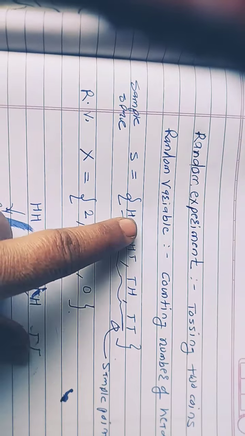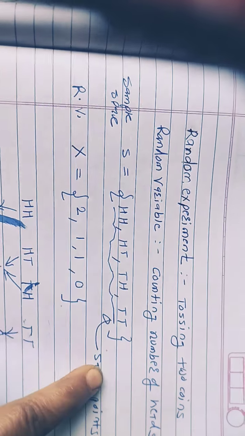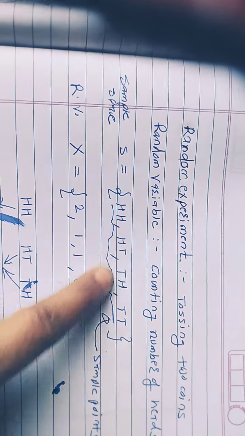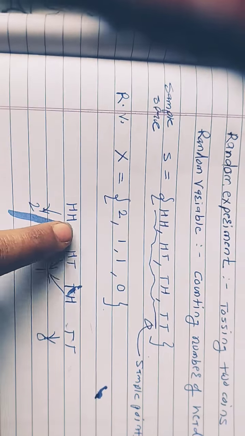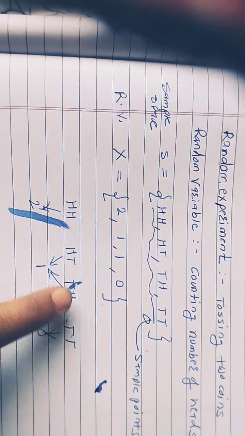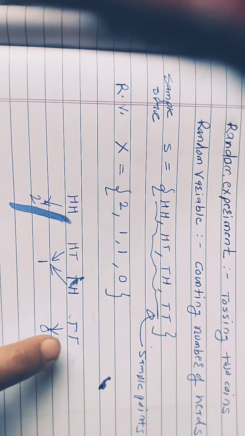So the random variable maps these sample points to the real values. The random variable maps the sample points from the sample space to the real numbers. So HH is mapped to 2, HT is mapped to 1, and TT is mapped to 0.